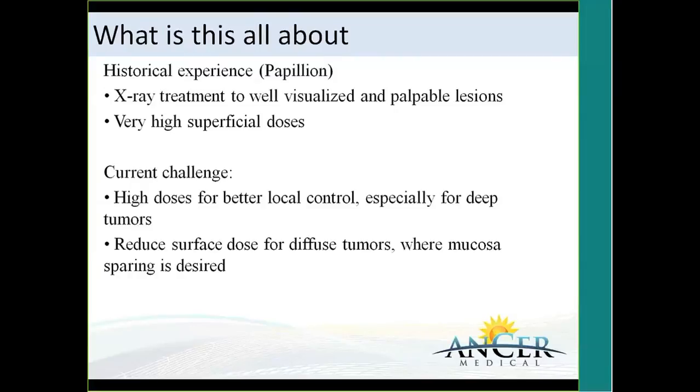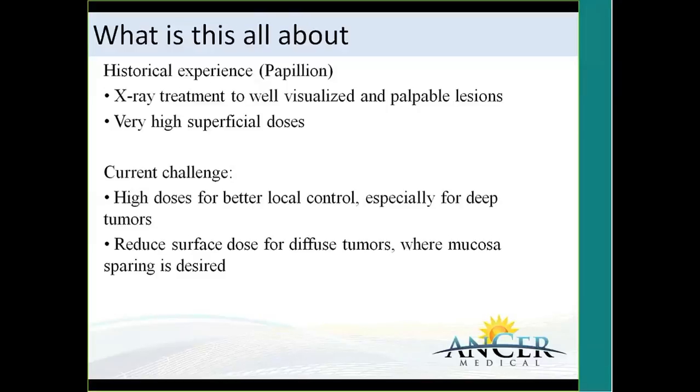And our problem right now is that our local control rates are not as good. So we want to be able to dose escalate. We want to give higher doses, but we want to give it in a safe way. And remember, the 1 over R squared law that we talked about earlier applies here too. Safe means we want to be able to spare the mucosa and spare healthy tissue.